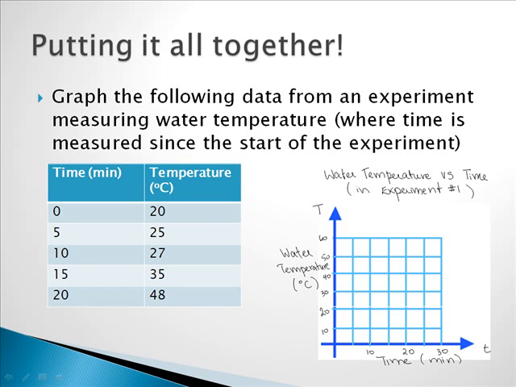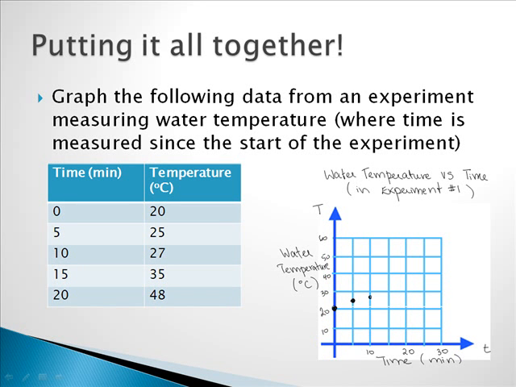Our first point is at 0, 20. So when time is 0, we've got a value of 20. Next, at a time of 5, we've got a temperature of 25. So we can go ahead and fill in our next point. At a time of 10 minutes, we've got a temperature of 27.